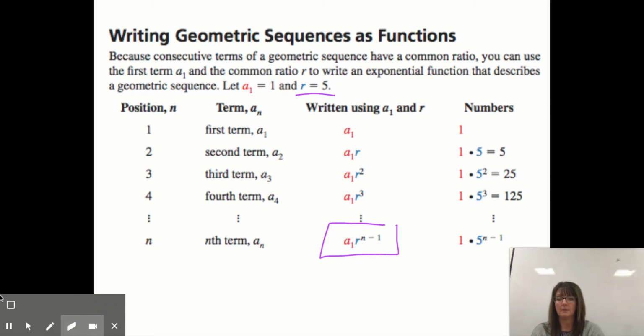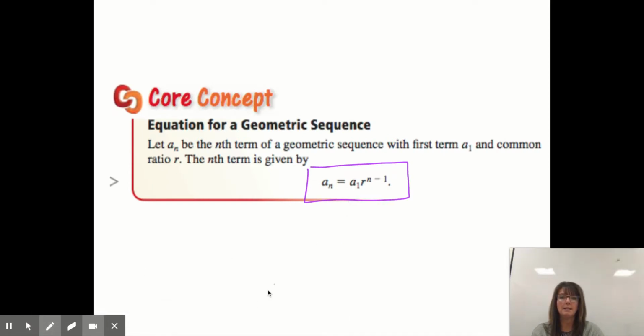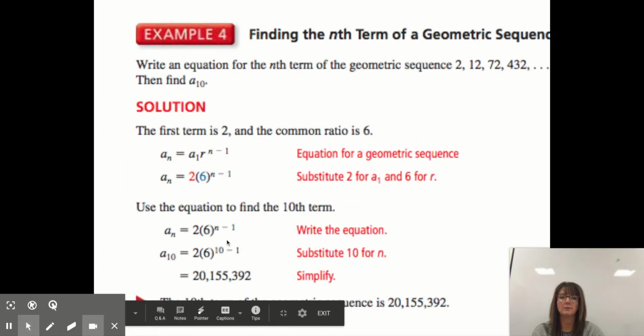So this is the important formula that you'll want to write down and keep handy. And we will be using that to find several different things.